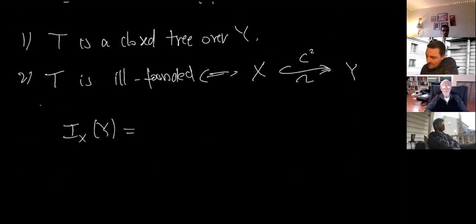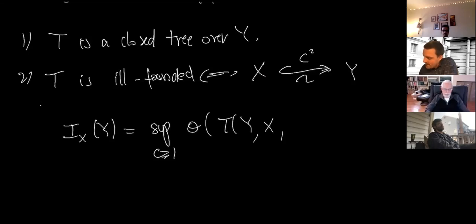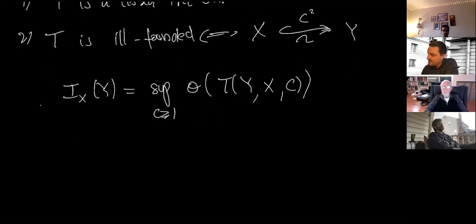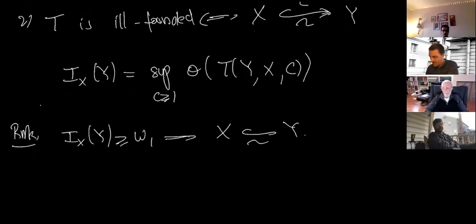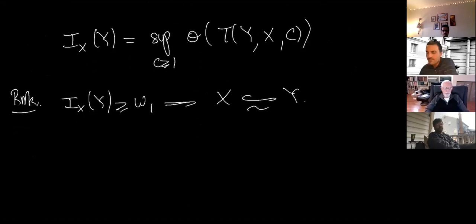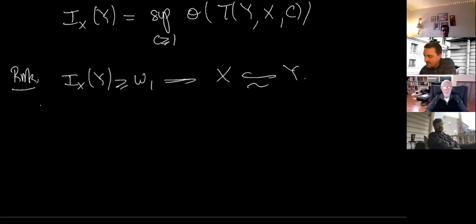And we're going to define the X index as follows. We're going to look at the supremum over all the C's of the order of the tree over Y, X that I defined above. And an important remark here is the following. If this index is greater than omega 1, then X admits an isomorphic embedding into Y. There is a subtlety here, which is actually going to be important for us later.